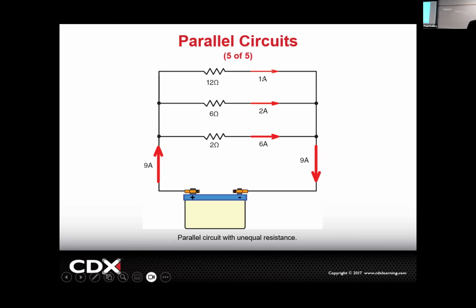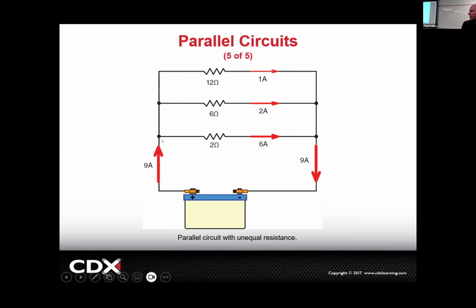I kind of picture it like little roads, right? So if you all jump on the freeway and you get off this exit, and this exit has less resistance, you're going to go fast. And if this exit has a little bit more resistance, you can go kind of fast, but a little slower. And then if you get off this exit and there's a lot of resistance, you're going to go really slow. It's individually dependent on that particular path, though. If this one backs up a lot, it doesn't mean that this one's going to go slower, right? They're independent of each other.